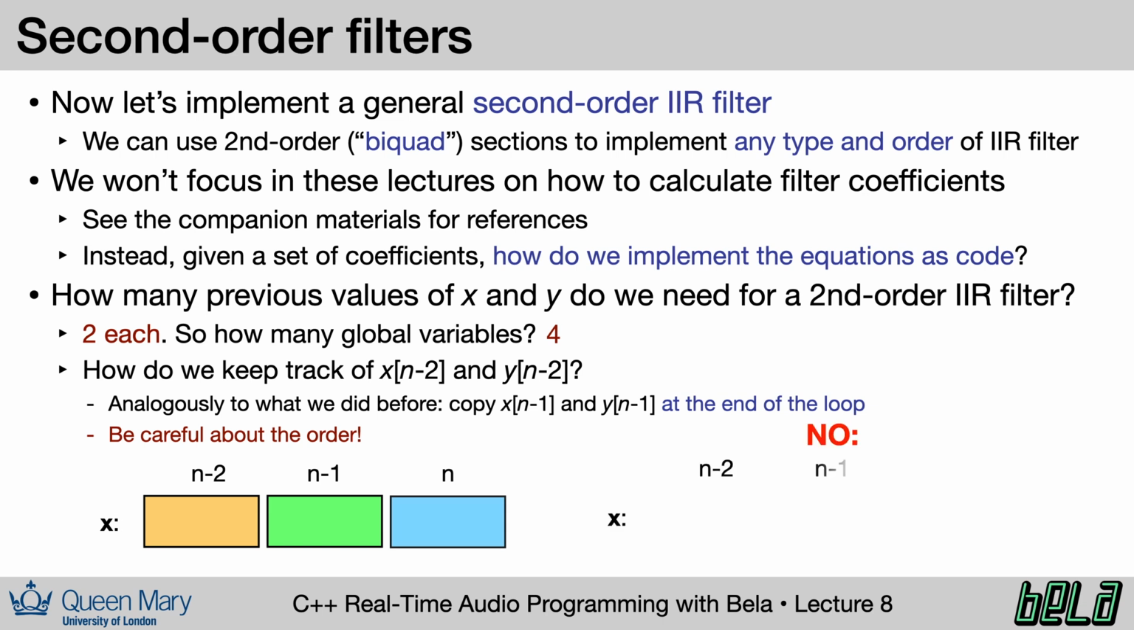What we don't want to do is this. Suppose that we have these 3 values, and we start by taking x of n and putting it into x of n-1. Well, now look what's happened. We've overwritten the old value of x of n-1, so when we try to put that into x of n-2, we just end up copying the same sample into 2 different slots, and our filter won't work correctly. So the order of your code really matters here.